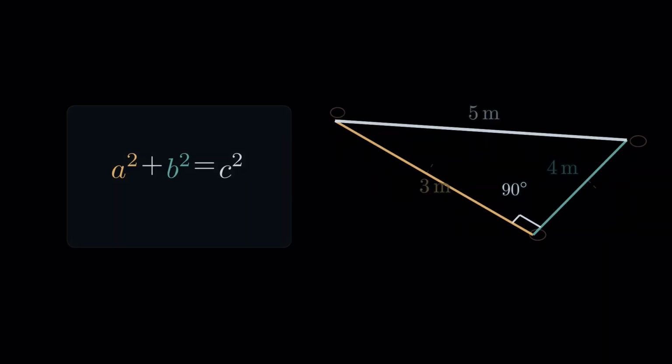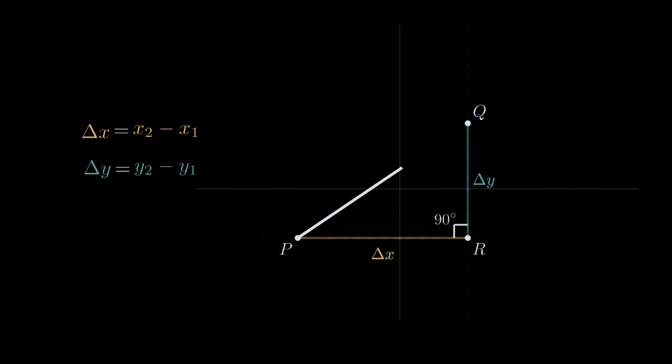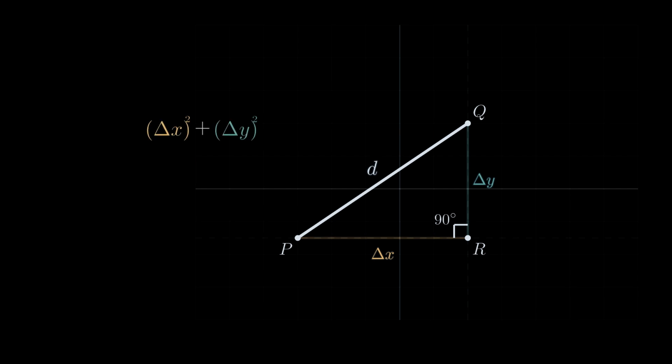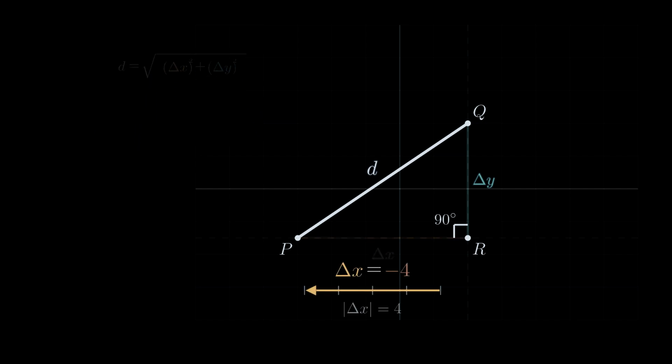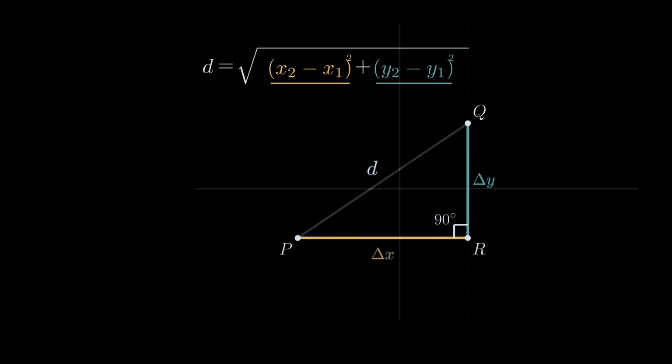The same triangle hides inside every coordinate grid. The horizontal change is one leg. The vertical change is the other. Because the axes meet at 90 degrees, the direct distance between 2 points is the hypotenuse. Square the two changes, add them, and take the positive square root. A negative coordinate difference causes no difficulty because its square still records the size of the change. The Pythagorean theorem has become the distance formula, a rule for turning separate directions into one measurable separation.